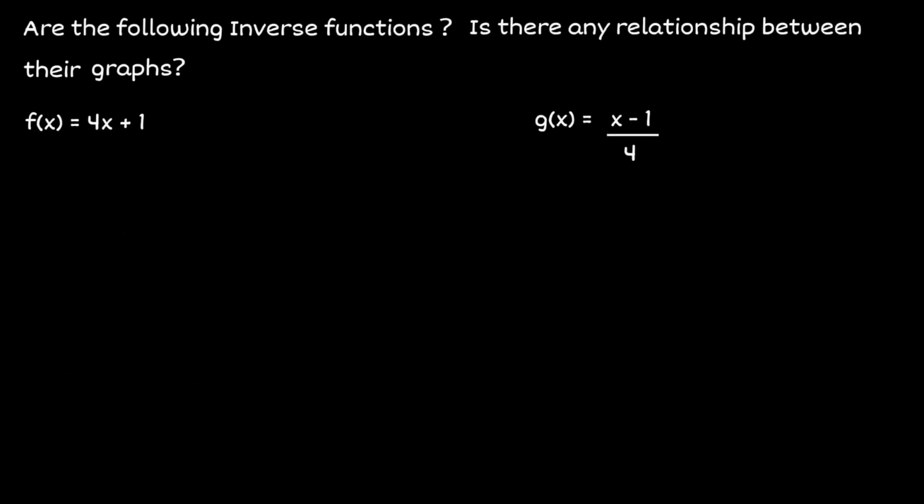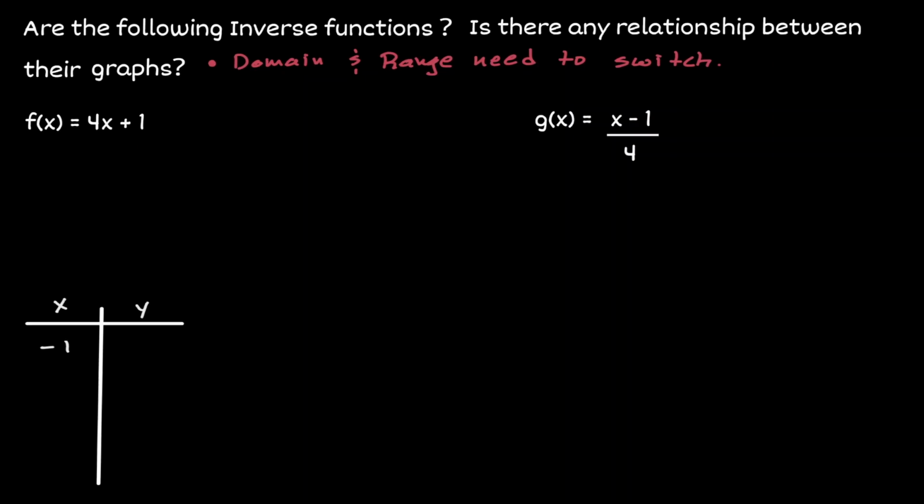So here we are given two functions, f of x and g of x. And what we want to determine is, are these two functions inverse from each other? If these two functions are said to be inverse from each other, then the domain and the range need to switch locations. Let's take a look at the function f of x, and let's start by plugging in some random values for the variable x. Let's start by plugging in the value of -1.